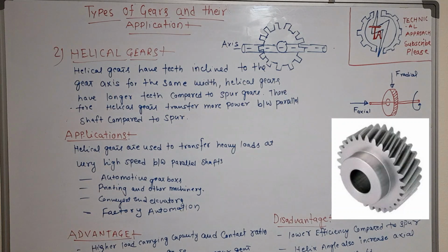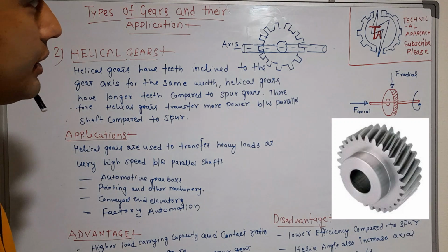The application: helical gears are used to transfer heavy load at very high speed between parallel shafts. Usage: automotive gearboxes, printing and other machinery, conveyors and elevators, factory automation, etc.